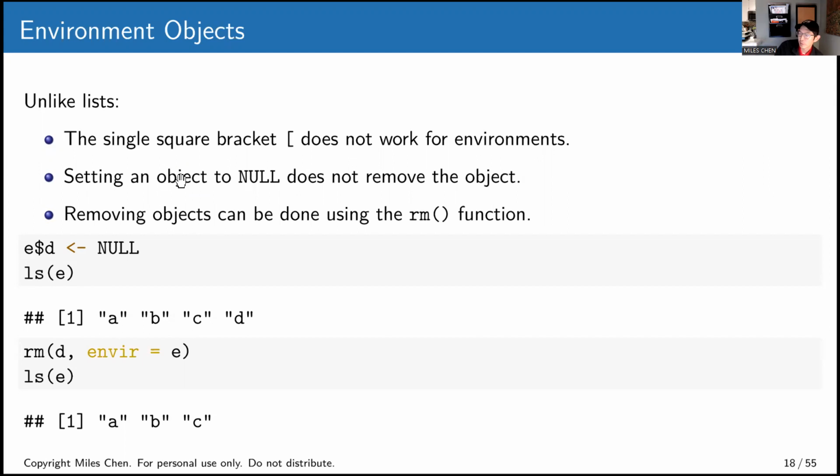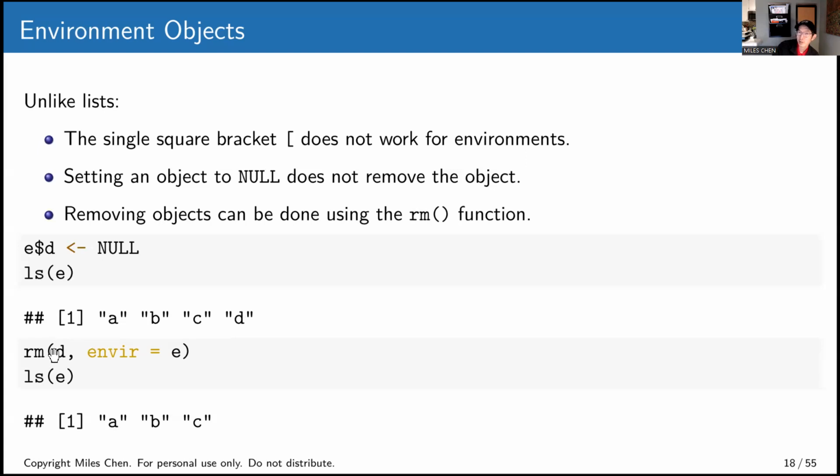Difference between environments and lists. Okay, so single square bracket doesn't work. Setting an object to NULL doesn't remove the object. Here, if I set D to NULL, it still exists. D just now takes on the NULL value. If you want to remove an object from an environment, you have to use rm.